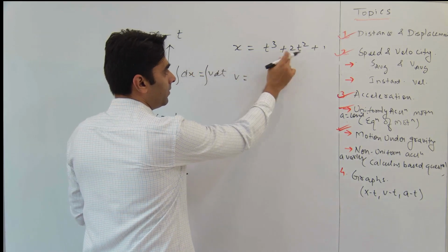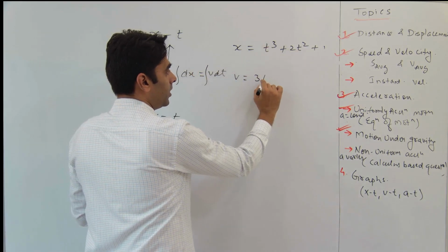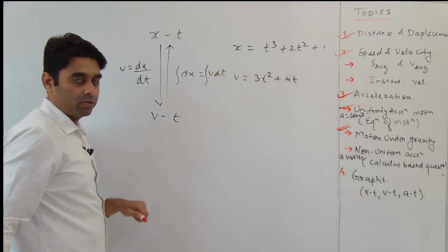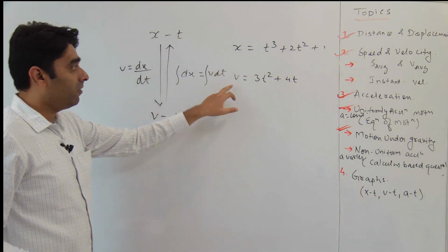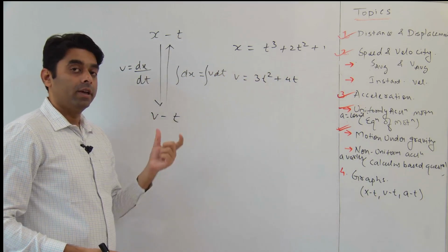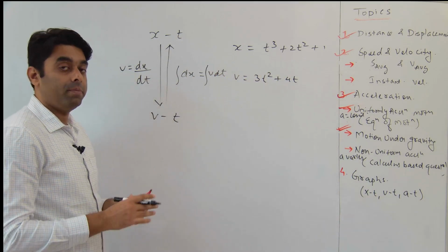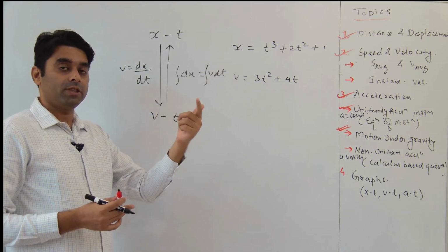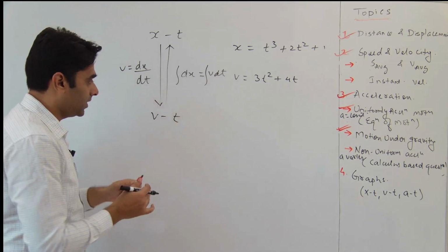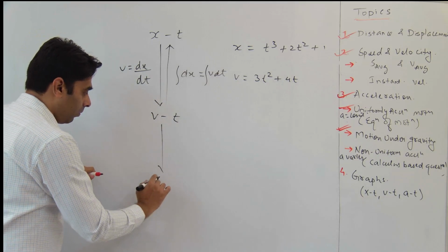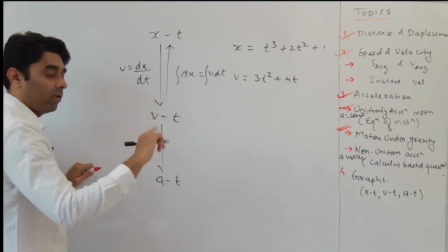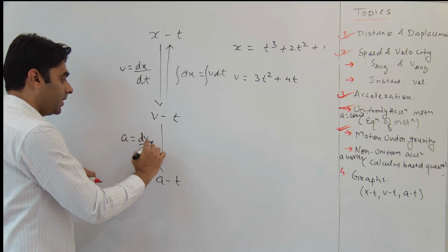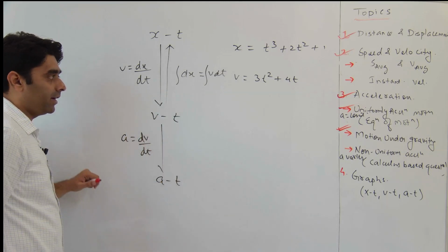What will be our velocity? dx by dt. If we do dx by dt, it will come out to be 3t square plus 4t plus 0. So 3t square plus 4t. Now you have velocity as a function of time t. To get an equation which gives us acceleration as a function of time t, what will we have to do? We'll have to differentiate it. Why? Because acceleration is dv by dt.